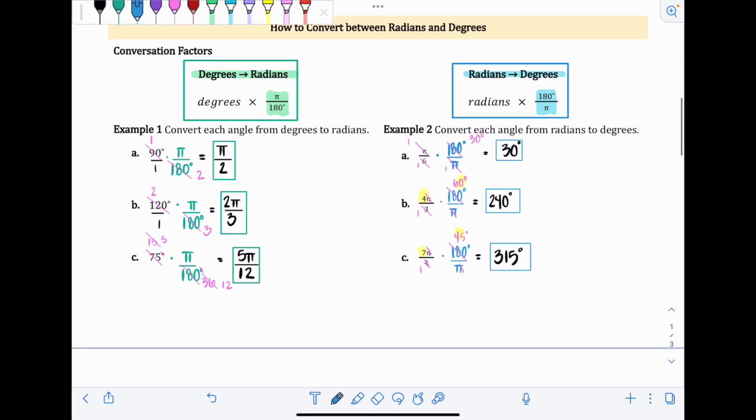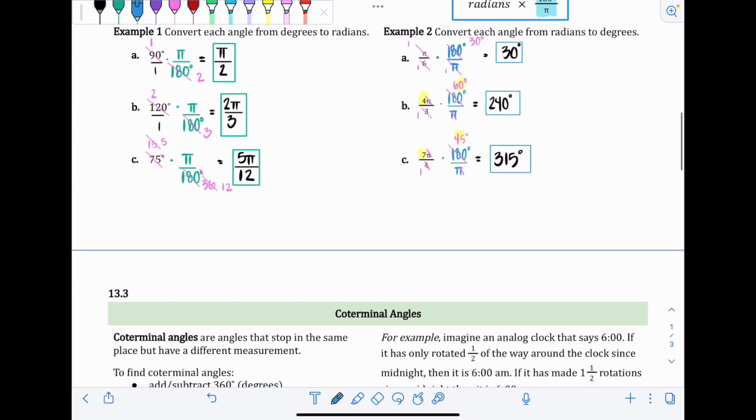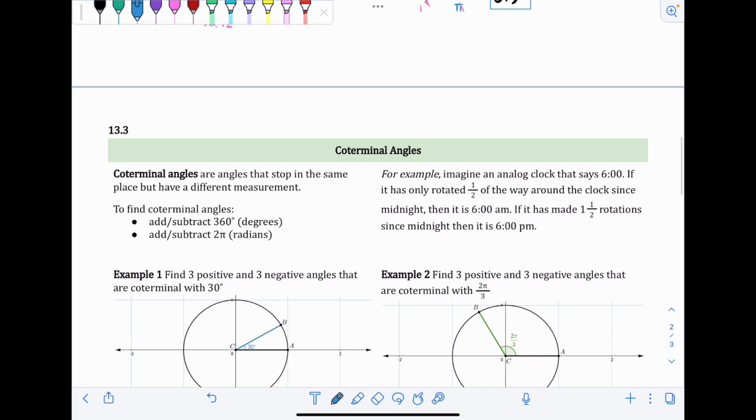Okay, moving down to 13.3. 13.3 is about coterminal angles. So coterminal angles are angles that stop in the same place, but they have a different measurement. So for example, imagine you're looking at an analog clock and it says 6 o'clock. If the clock has only rotated half of the way around since midnight, then it's 6 a.m. So for example, I have a clock, up here is 12 and down here is 6. If it hits midnight and it's only gone halfway across, then it's 6 a.m.